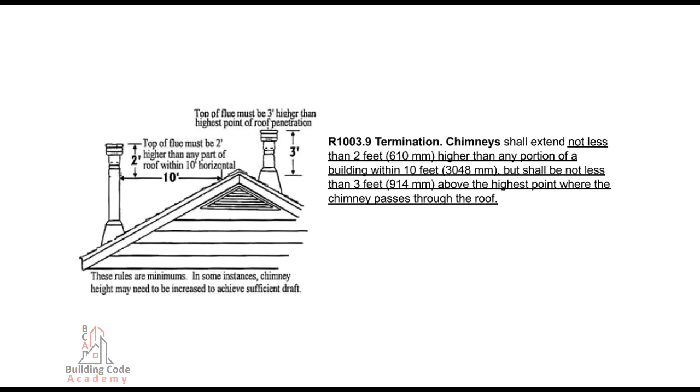R1003.9 Termination. Chimneys shall extend not less than 2 feet (610 millimeters) higher than any portion of a building within 10 feet (3,048 millimeters), but shall be not less than 3 feet (914 millimeters) above the highest point where the chimney passes through the roof.